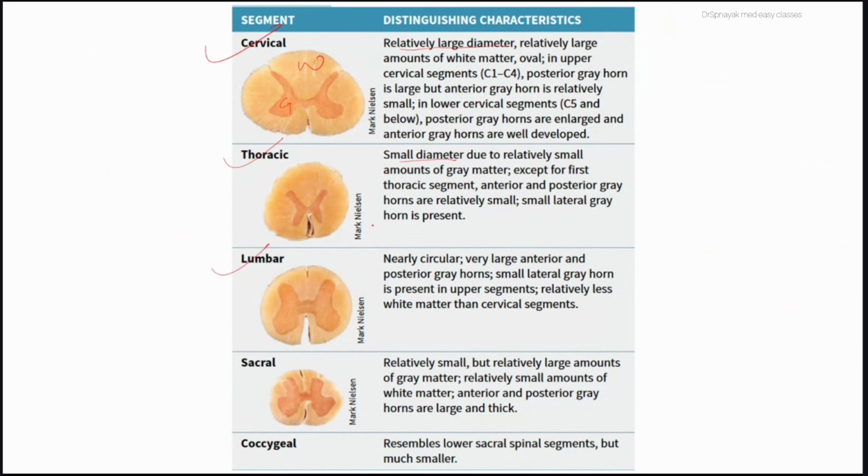This is the lumbar section, and it is almost circular, and it has very large anterior and posterior gray horns, and a small lateral gray horn. This is the sacral region. It is relatively small in size, but it has large amounts of gray matter as compared to the white matter. And there is a coccygeal region, which resembles lower sacral spinal segments, but much smaller.